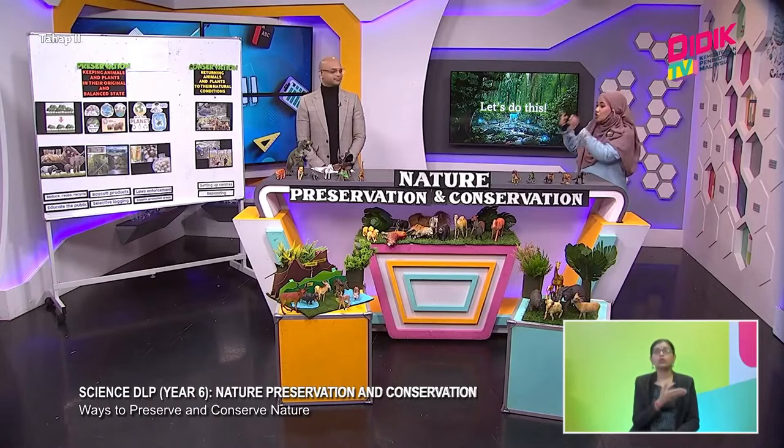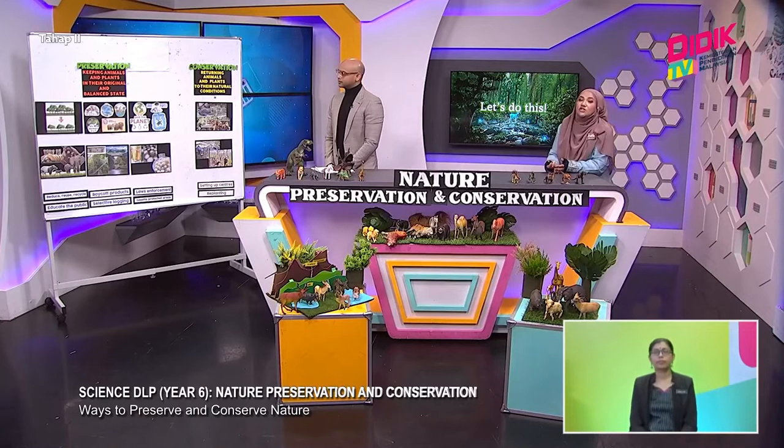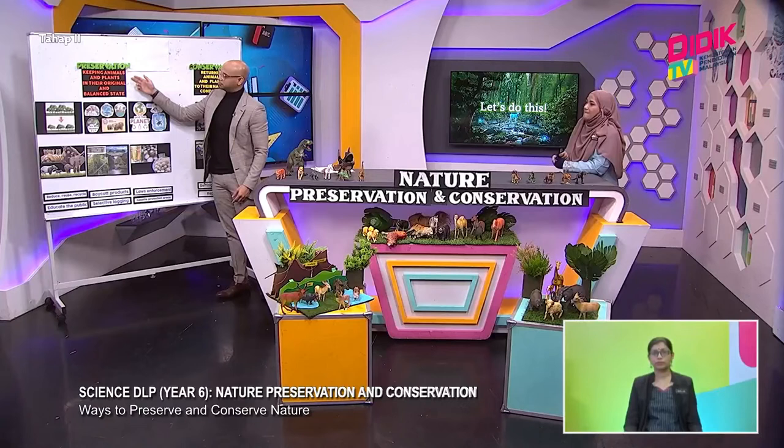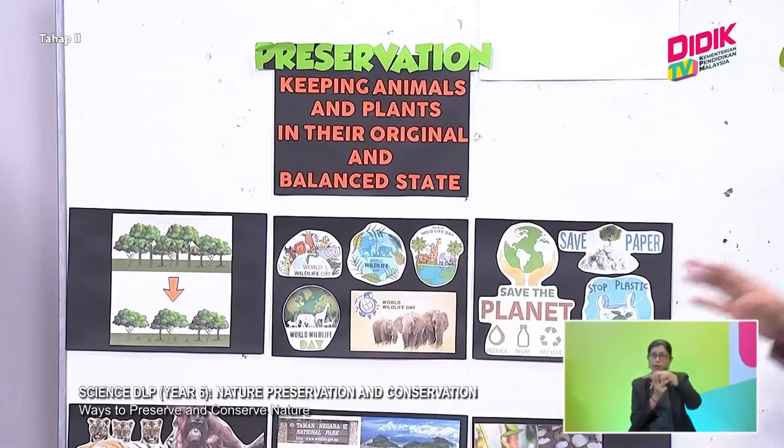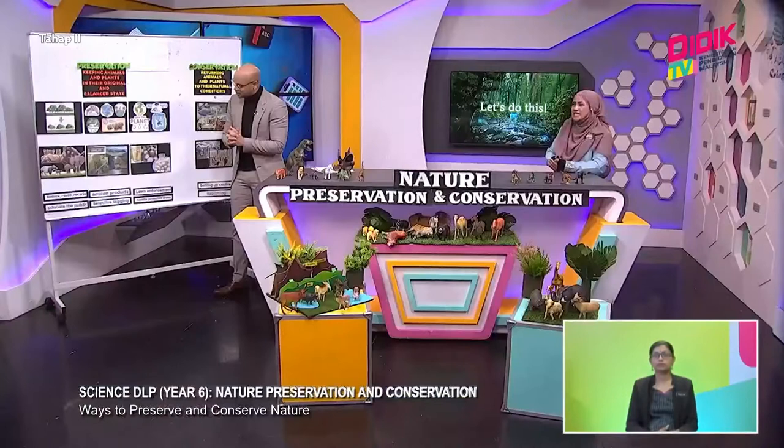So the first one would be the preservation efforts. So this one goes over to here? Preserve. Yes. Here, this one, preservation, keeping animals and plants in their original and balanced state. So for this, I have to label the pictures. Yes, label the pictures. Look at the first one. What comes into your mind when you see trees?